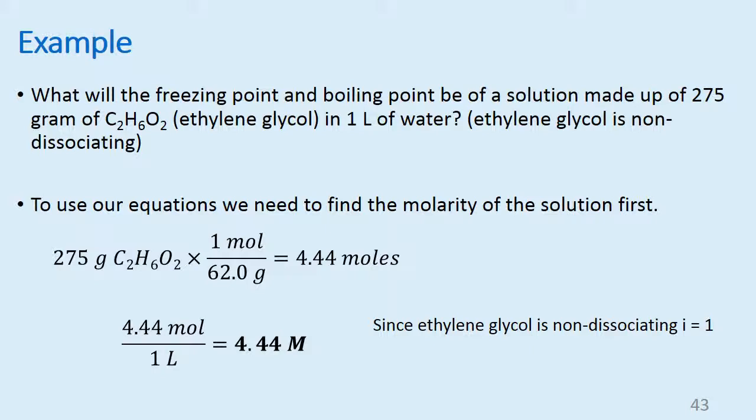So what will the freezing point and boiling point be of 275 grams of ethylene glycol in 1 liter of water? Well, ethylene glycol is non-dissociating, so that means that little i equals 1. But we're not given the molarity in this problem, so we need to calculate the molarity before we do anything else. 275 grams, we can convert that to moles. 275 grams divided by 62 grams per mole gives us 4.44 moles. And then 4.44 moles divided by 1 liter is 4.44 molar.